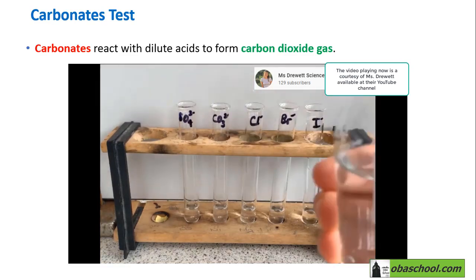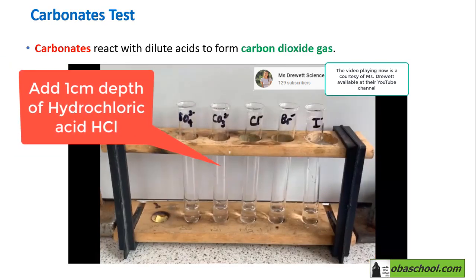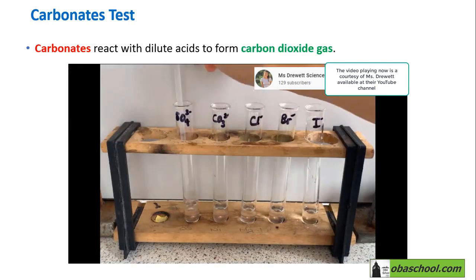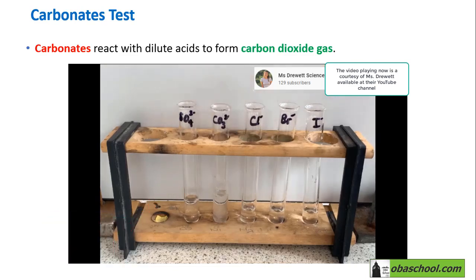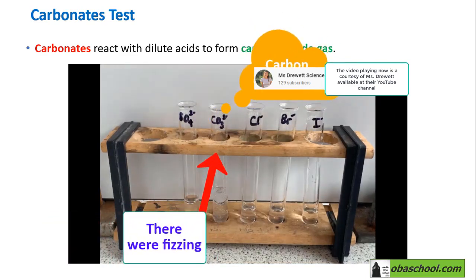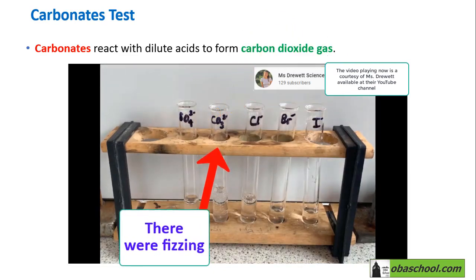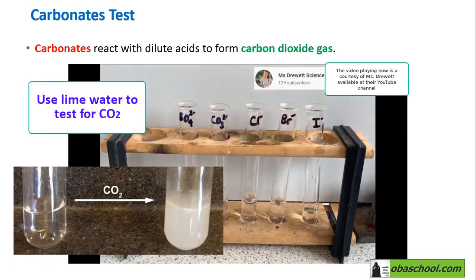Now we're going to be adding 1 centimeter depth of hydrochloric acid into each tube. When we add it first to the sodium sulfate, there is no fizzing. However, in the second tube, there was fizzing. This is because of the carbon dioxide that has been given off. We can use lime water to test if there is carbon dioxide or not.